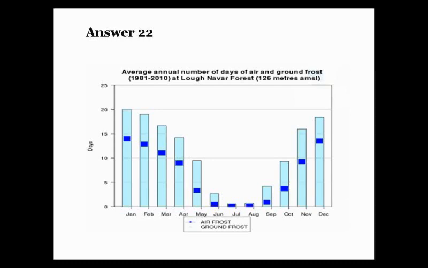According to the graph, as for air frost, the highest number goes to January and December with a figure of 14 days. Last but not the least, the lowest number of the air frost goes to July with a figure of 1 day. In conclusion, it seems that there is a positive relationship between number of air frost and ground frost.